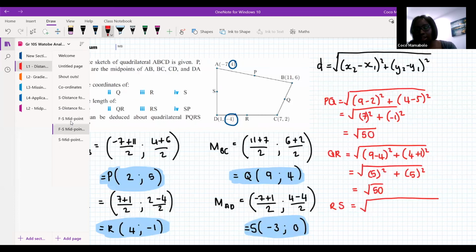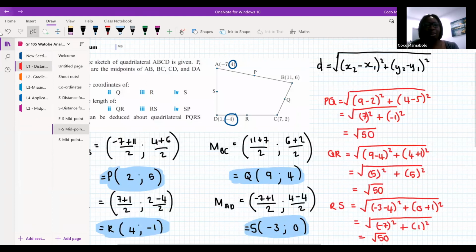Okay, if we look at RS, we're going to look at the square root of (-3 minus 4) squared plus (0 minus -1), which is plus 1 squared. This is equal to the square root of -7 squared plus 1 squared, which is equal to the square root of 50. I think I see where we're going here. Yes, Buncle.